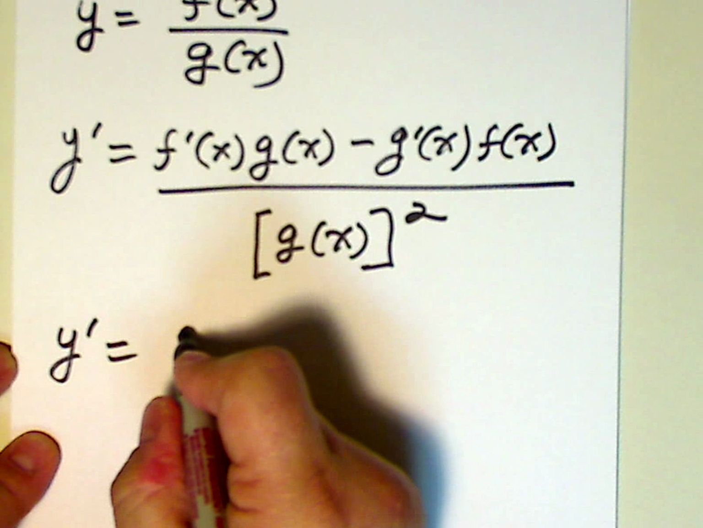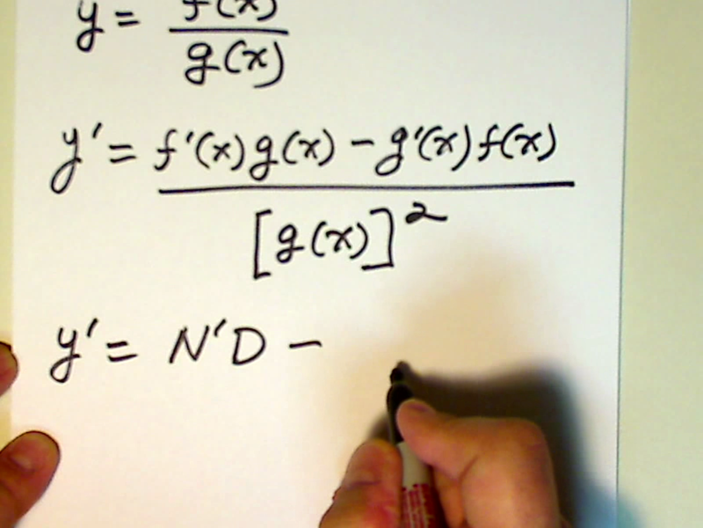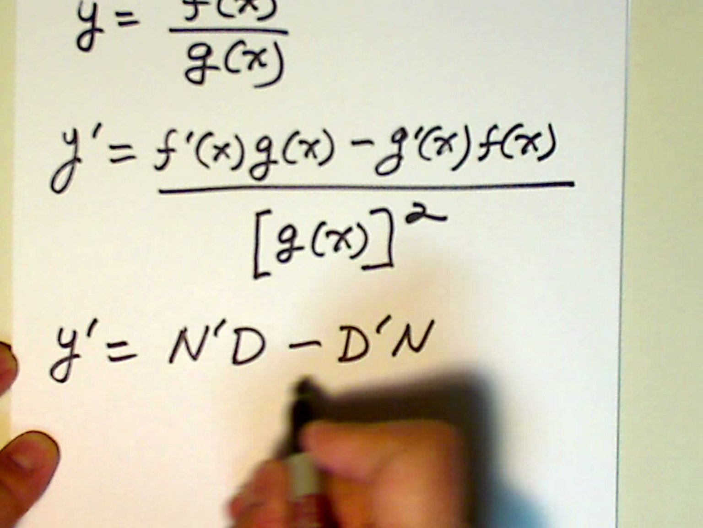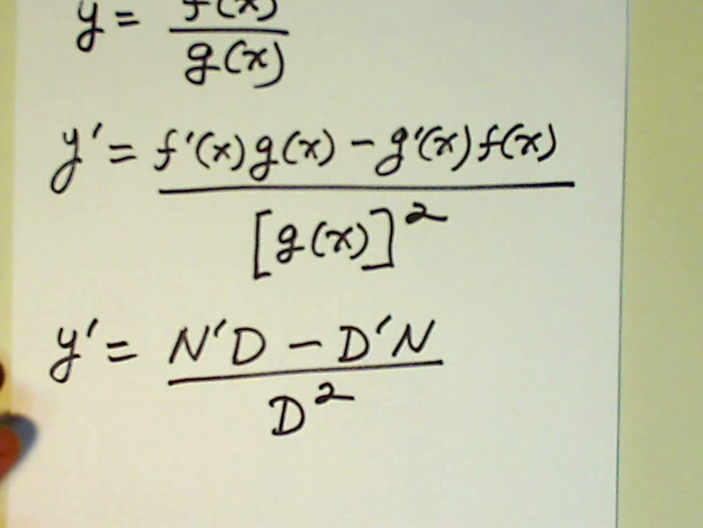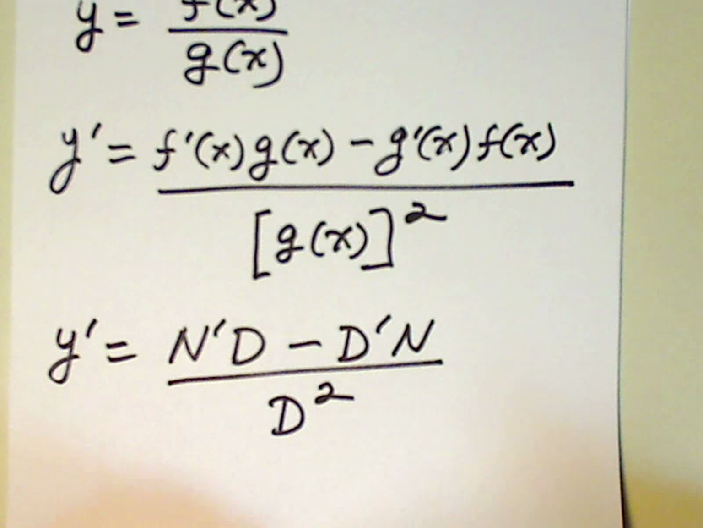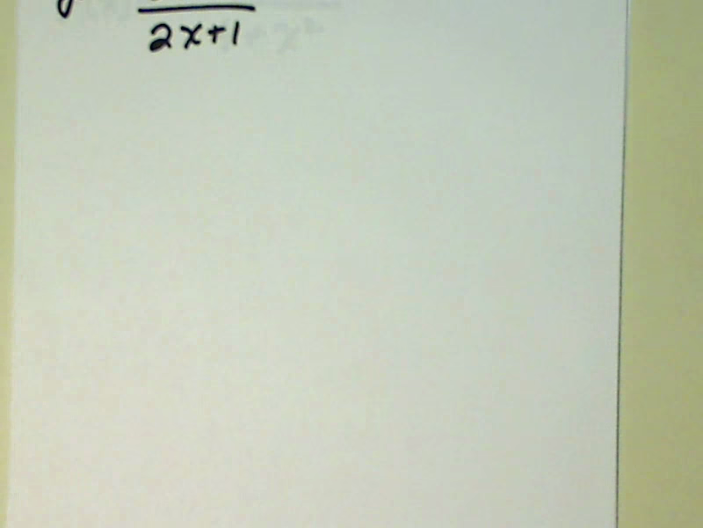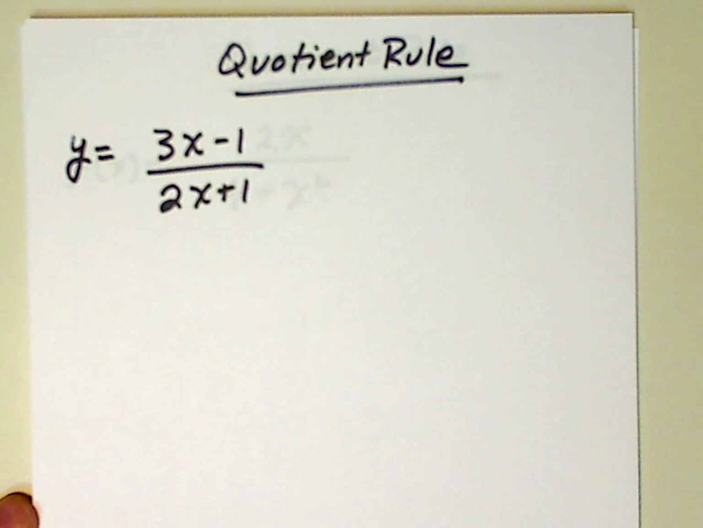Now, one of my students came up with a really nifty way to rewrite this. She says, well, it's the derivative of the numerator times the denominator minus the derivative of the denominator times the numerator, divided by the denominator squared. And that's how she writes it. It works for her, and I think it'll probably work for you. It's a great way to notate the quotient rule. So, okay, let's move on to an actual problem and put it into practice.